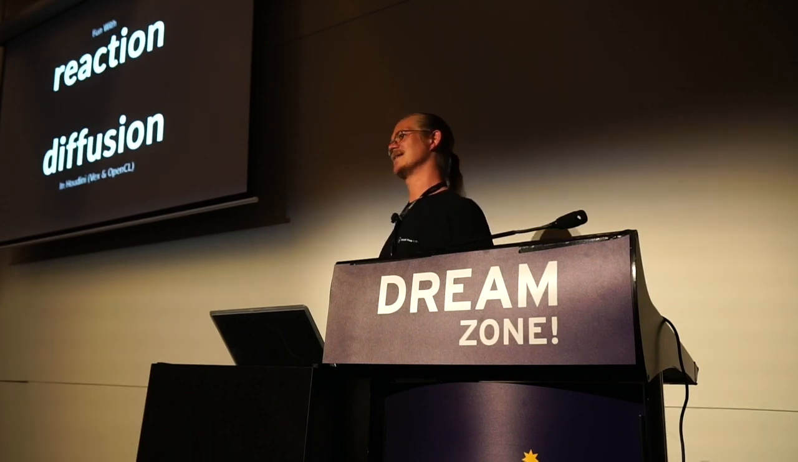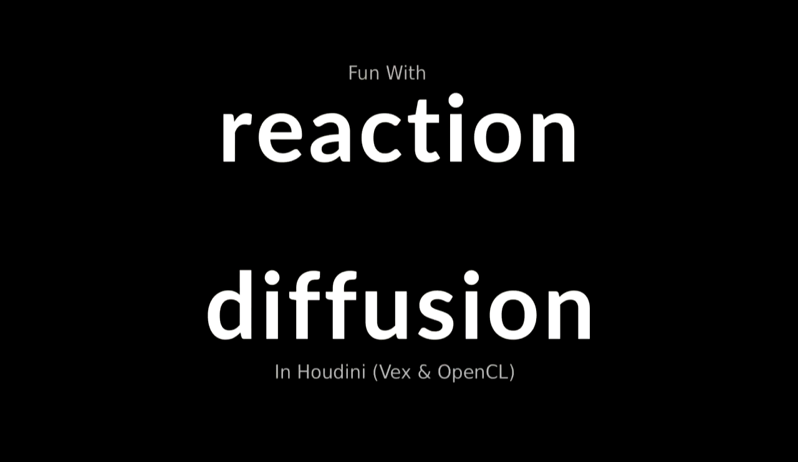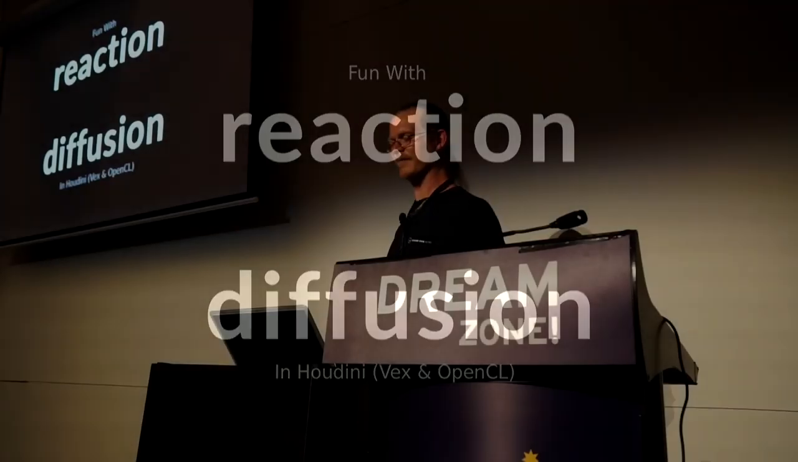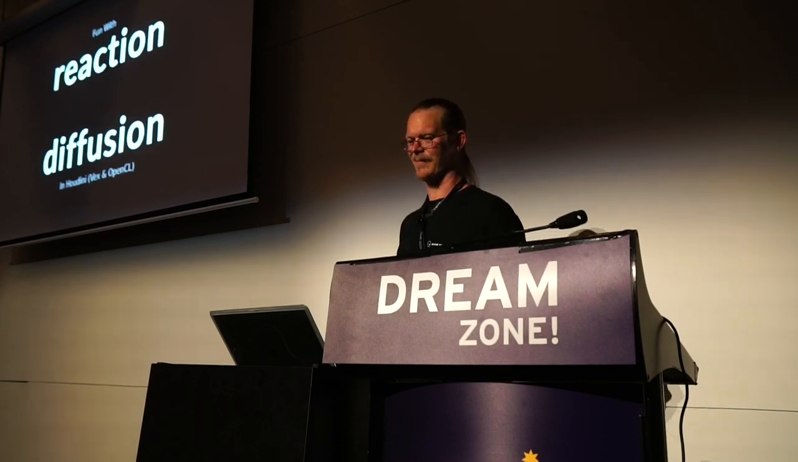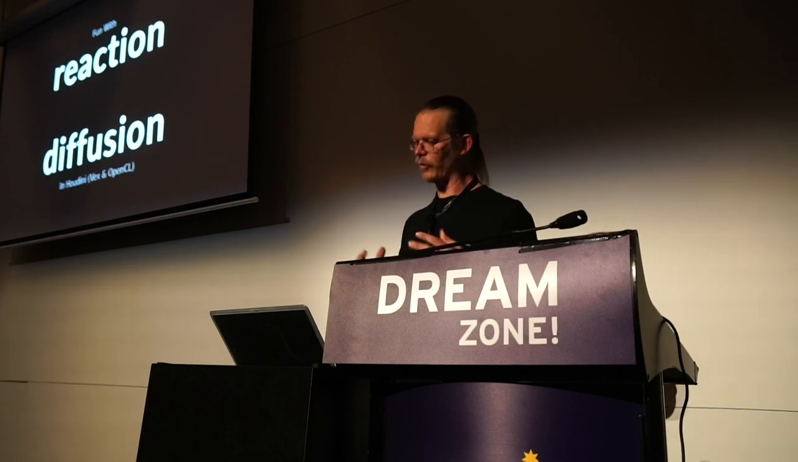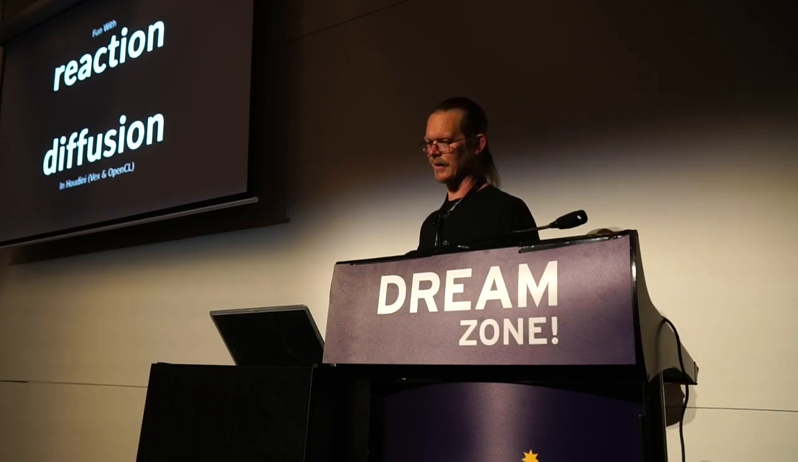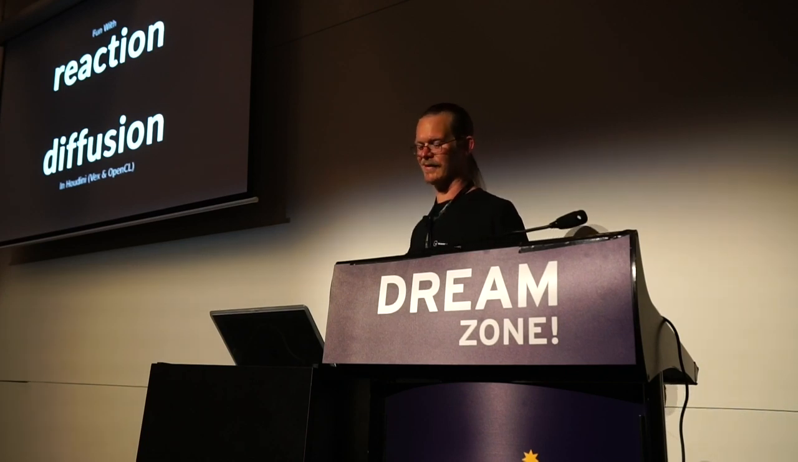Reaction diffusion is a funny little type of simulation that was first invented by Alan Turing, actually, who was one of the fathers of modern computing. It's a really interesting, somewhat fringe kind of type of solving. And I'll get into some of how it works in a second. I've been rather into it for some years now, experimenting with it and editing.